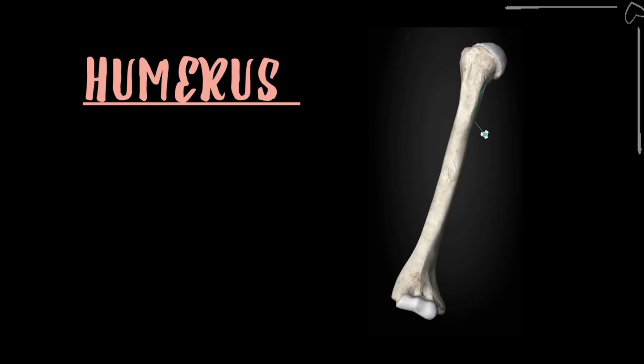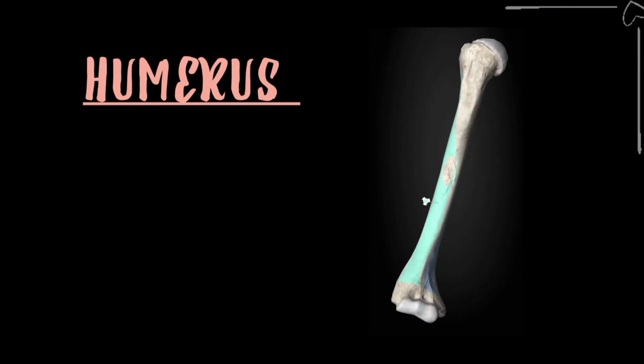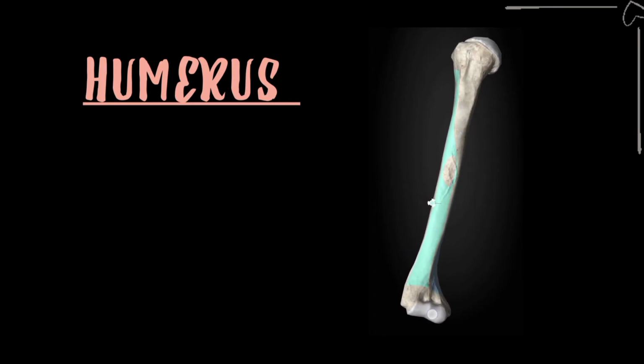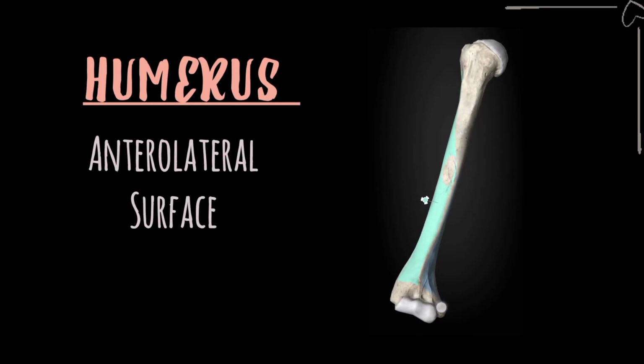Now let's talk about the surfaces of the humerus. As I told you, there are three surfaces on the humerus. The anterior border, as you can see, is present in the middle, so it is dividing the anterior surface into two halves. This surface over here, marked in sea blue color, is termed as the anterior lateral surface, which is located on the anterior lateral side.